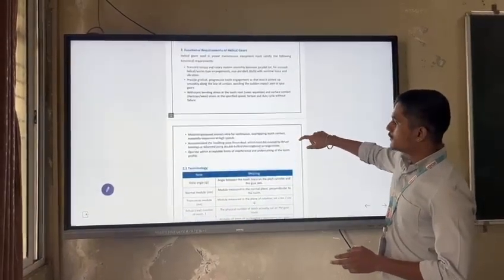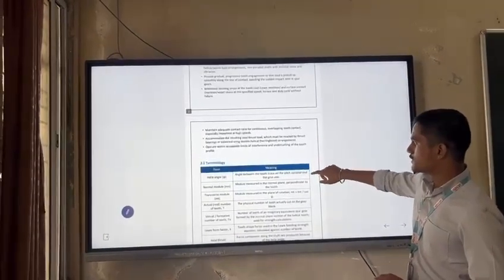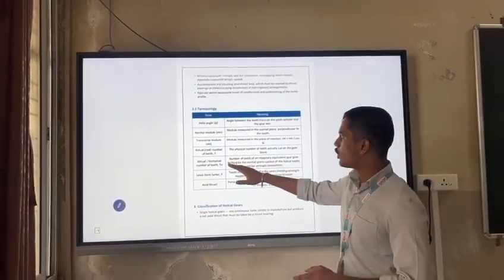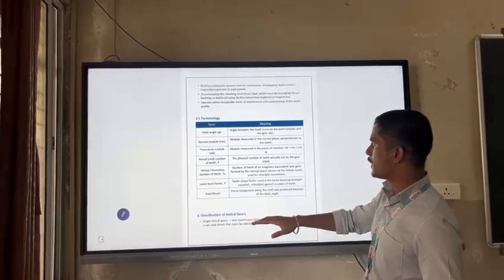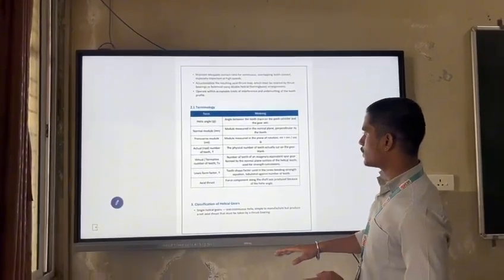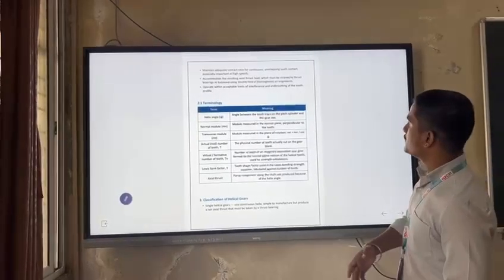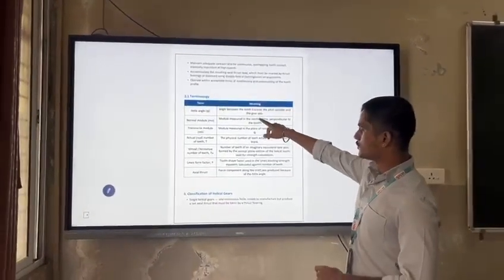And the terminology according to this is: terms are helix angle, normal module, transverse module, actual number of teeth, virtual number of teeth, Lewis form factor, axial thrust, and their meanings are according to that.